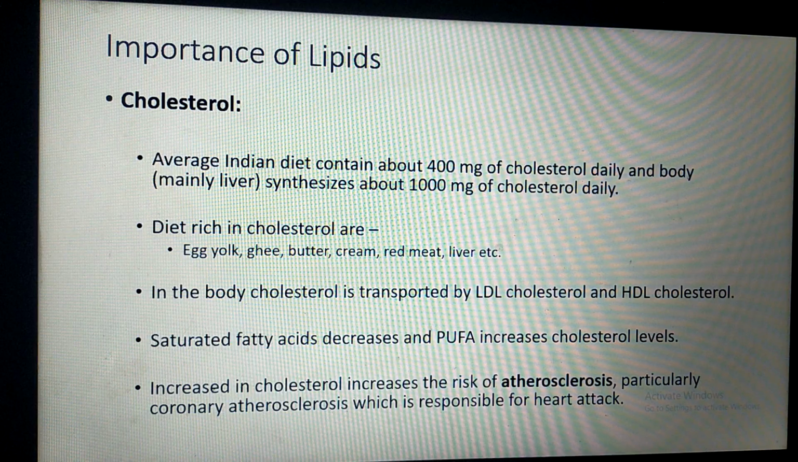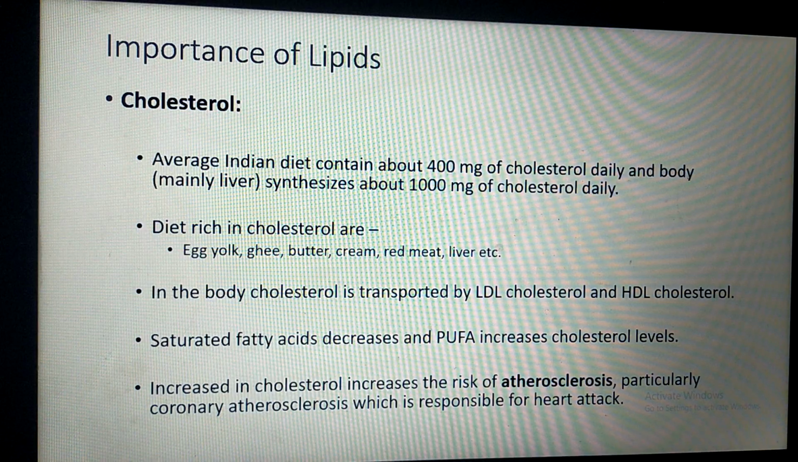In the body, cholesterol is transported in two forms, LDL cholesterol and HDL cholesterol. LDL cholesterol will transport the cholesterol from the liver to peripheral tissue, that is, to the arteries for deposition. And HDL cholesterol will transport the cholesterol from the periphery to the liver for excretion. Therefore, LDL cholesterol is called bad cholesterol because deposition of this cholesterol in the arteries leads to a disease called atherosclerosis. And HDL cholesterol is called good cholesterol because it transfers the deposited cholesterol from the artery to the liver for excretion out of the body.